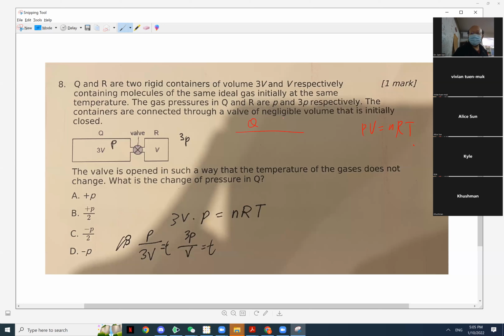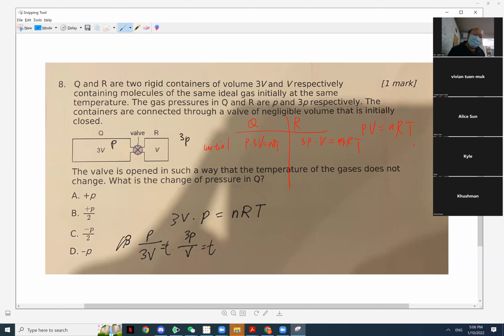For part Q, initial, we got P3V equals N1RT. Second one, 3P V equals N2RT. These two N same. So just say NRT. Amount of air particles, same. They both is 3PV. Temperature also the same.